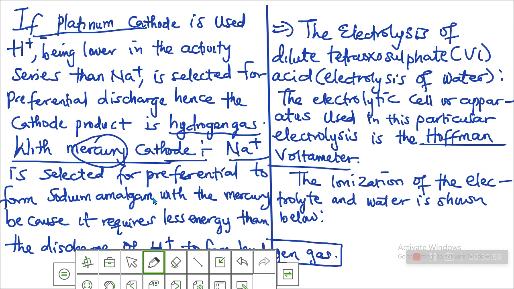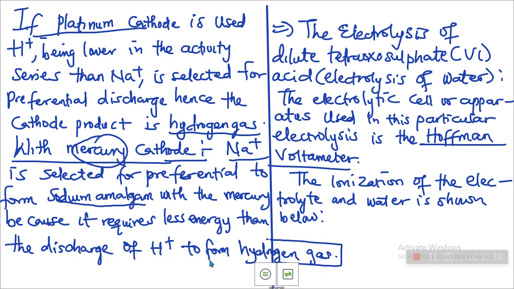Sodium amalgam. Sodium amalgam is an alloy. It requires less energy for sodium to combine with mercury, because sodium loves mercury. Both of them fall in love. So it's easier for sodium to fall in love with mercury than for hydrogen to. It requires less energy for sodium to combine with mercury. So instead of hydrogen discharging, sodium will discharge. Sodium is selected for preferential discharge to form sodium amalgam with the mercury, because it requires less energy than the discharge of H plus to form hydrogen gas.